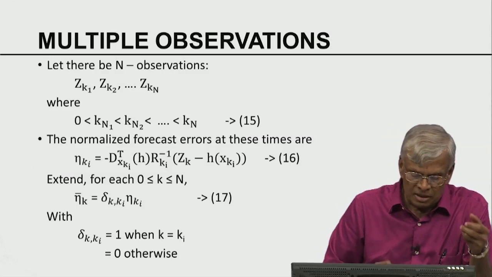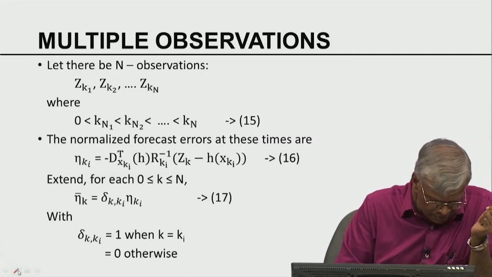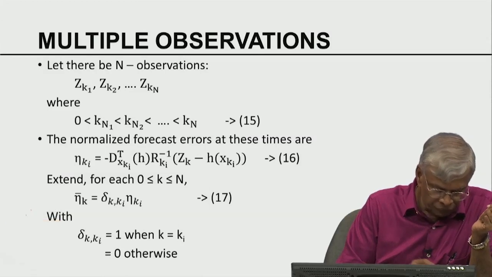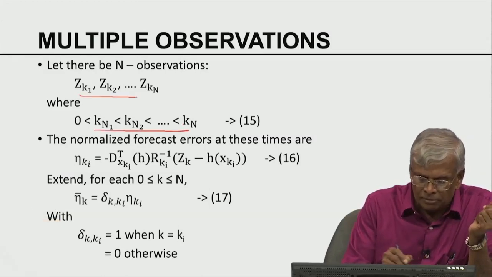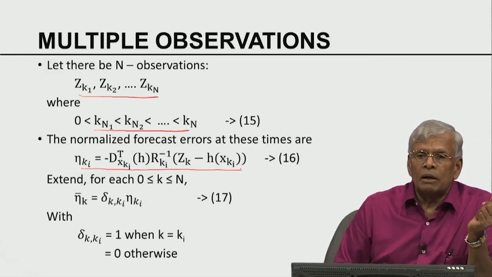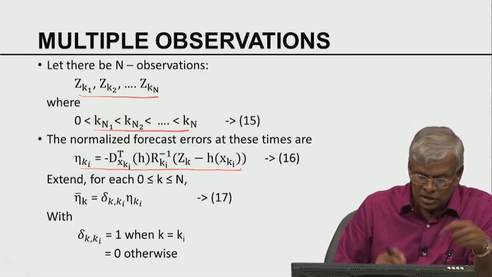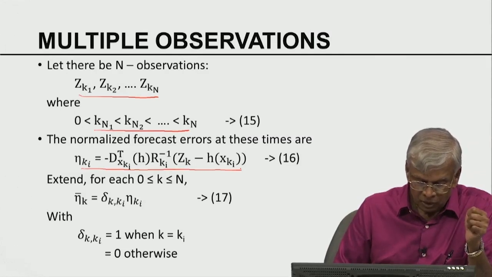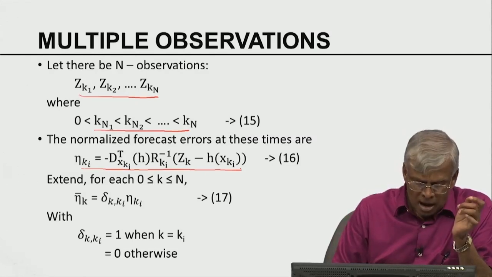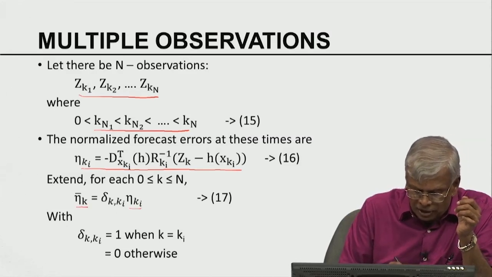When I have multiple observations, it is simply an extension of what we have shown. Again, I am going to have n different times. I would like to show this for the sake of completeness. There are n different times, n different observations. Each of the eta k's are the normalized forecast errors viewed from the model space at each one of the time instances. Since the forecast errors are not at every time, there are gaps. I am now going to define eta bar k, which is related to eta k.